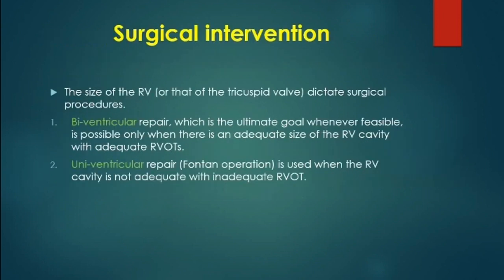Surgical intervention depends on the size of the RV. If the RV size is adequate, biventricular repair is usually feasible. If it's not, the patient goes into the univentricular repair option, ending with the Fontan operation.